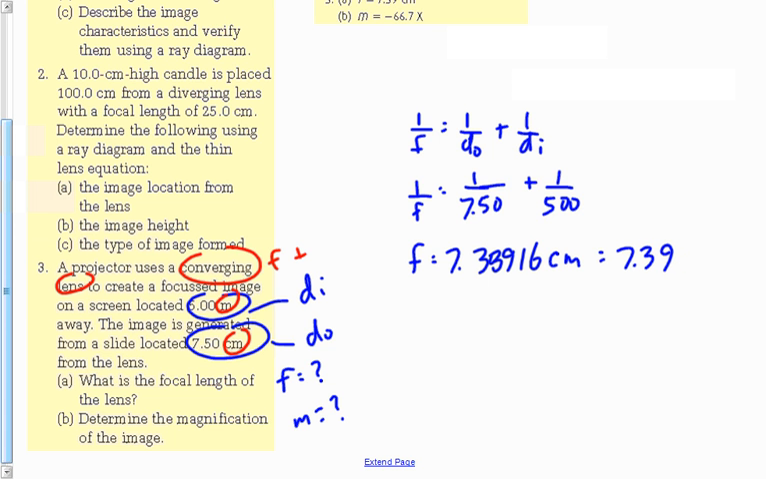7.39 centimeters now. And now let's go back and find our magnification. M is equal to negative DI over DO. In the end, this is one where I didn't actually need the unrounded number for the focal length. I could have got away without writing down the unrounded number. But I didn't know that at the time. When I wrote it down, I thought I better write down the whole number just in case.